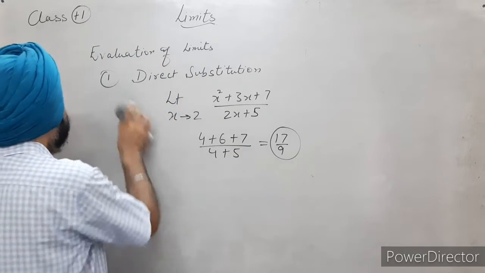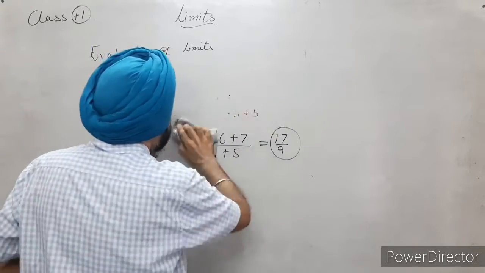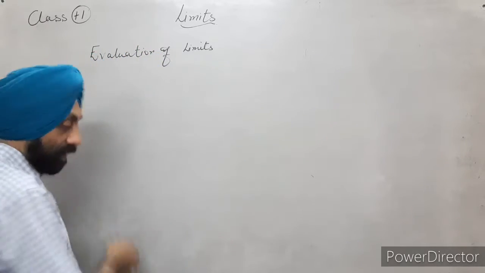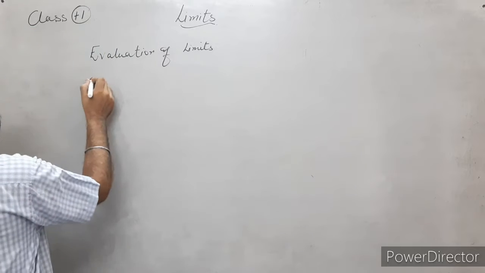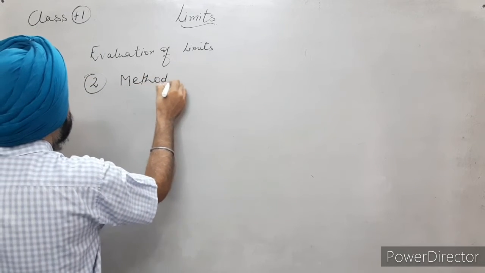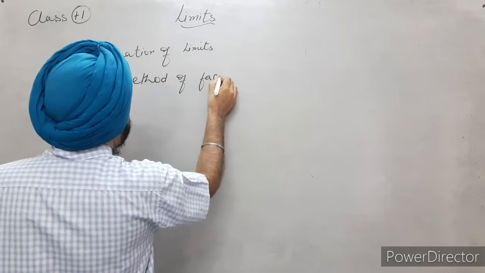Now, the second method to evaluate the limits is the method of factorization.